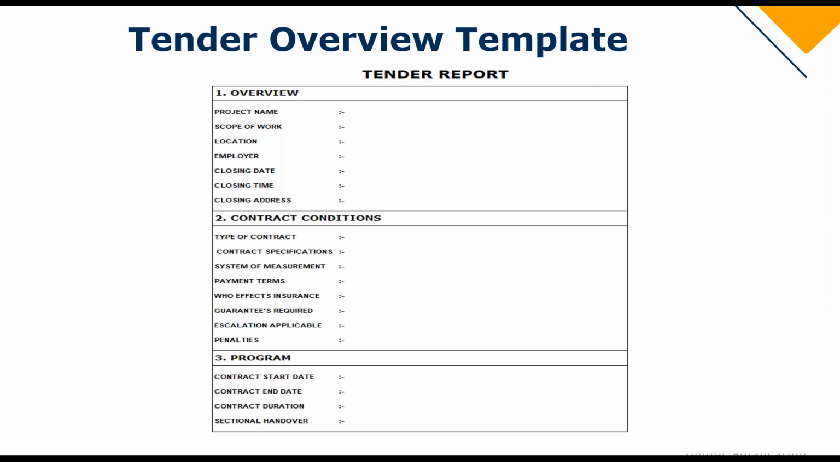Number 3 would be the program. When is this contract starting? When is it ending? What is the duration? And are there any sectional handovers? So a contractor can see if they will have the resources in order to do this tender, obviously bearing in mind the current work that they are busy with.